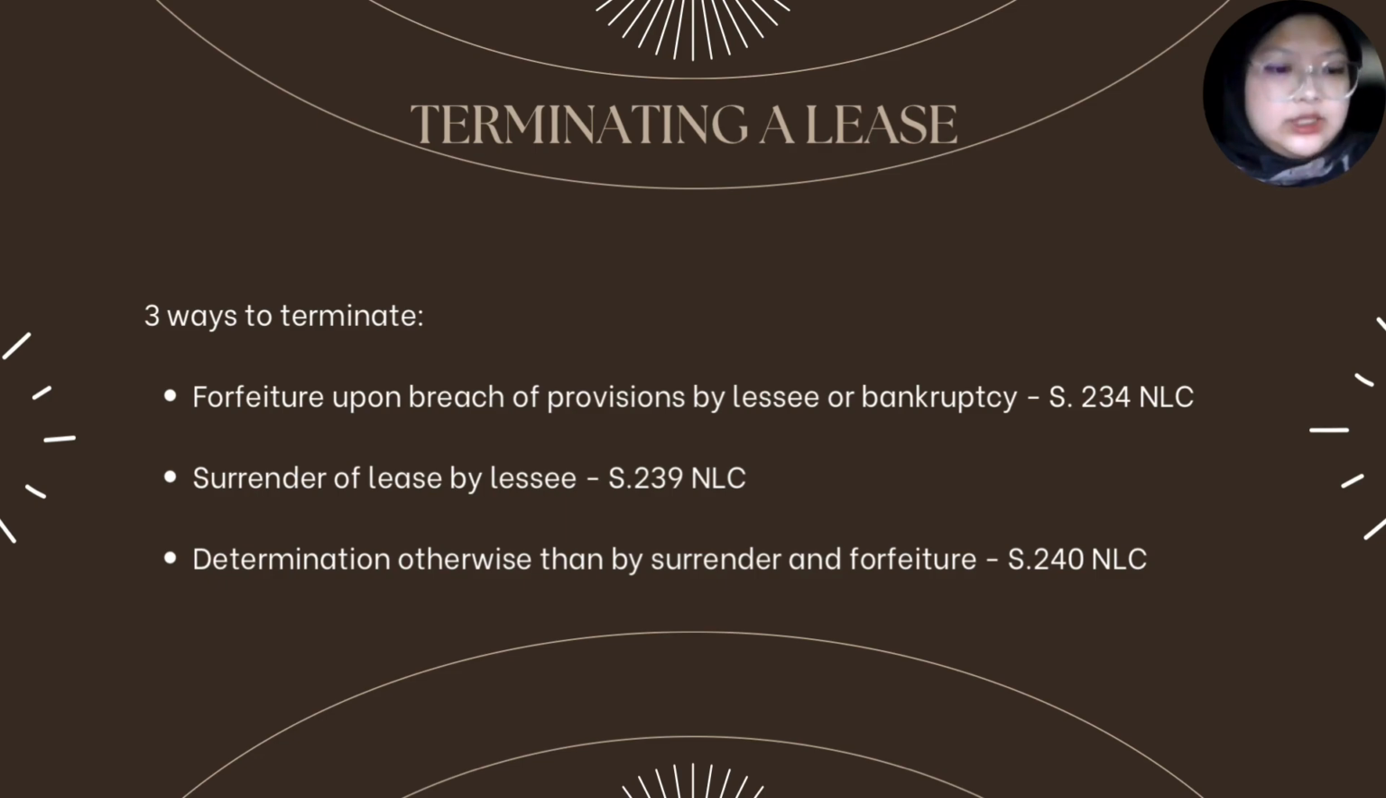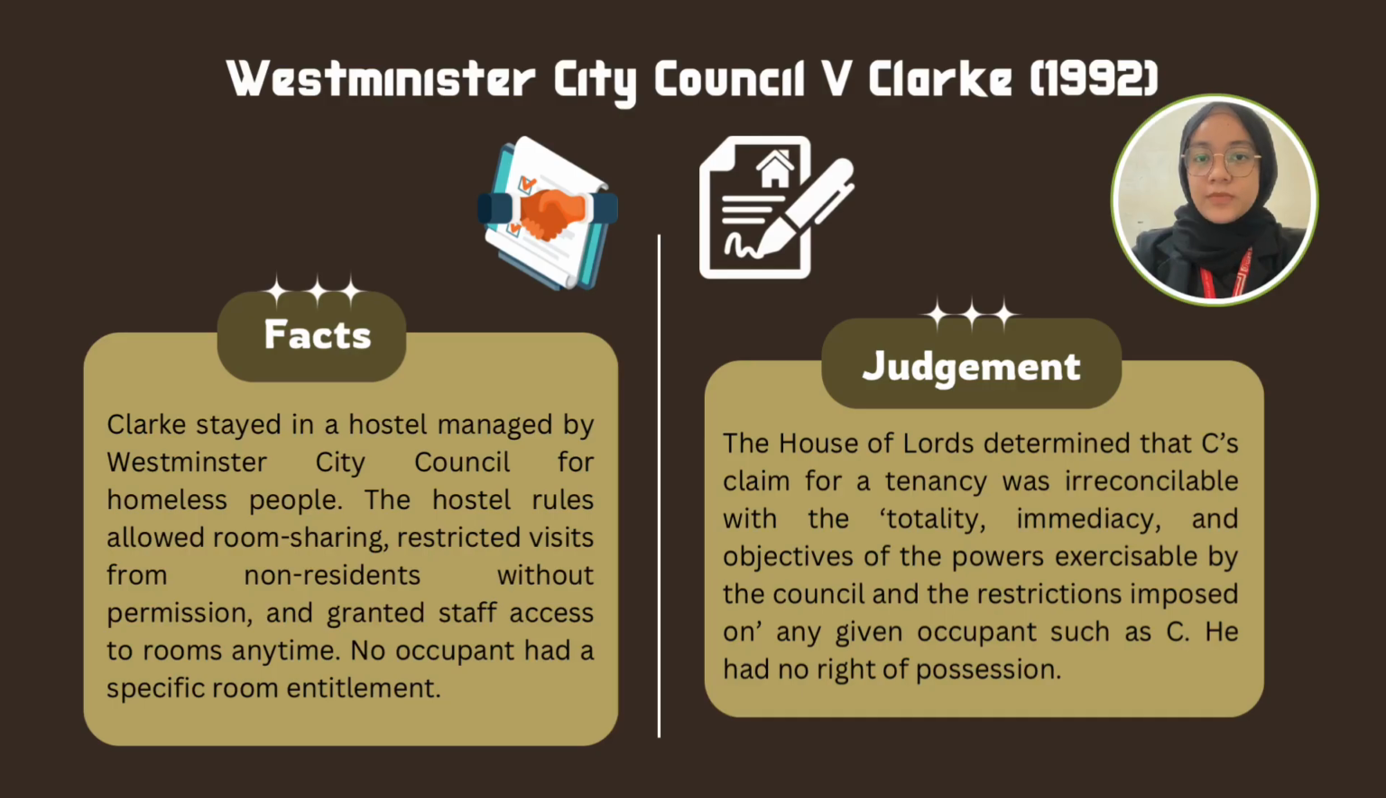And then the next one is the expiry of term under Section 240 of the code. The next one is the service of a valid notice to quit. And the last one is the forfeiture of lease under Section 235 of the code. So that's basically it for the termination of lease.